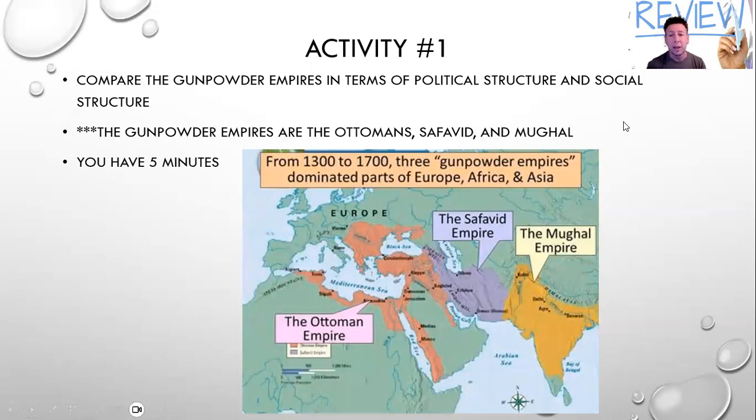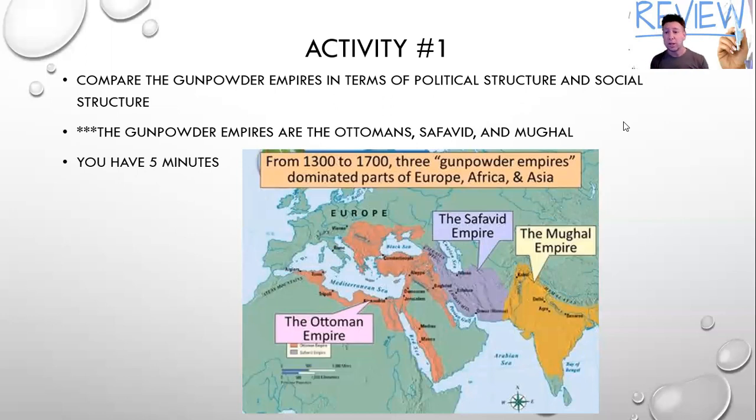We're looking at the Gunpowder Empires here, which is the Ottomans, the Safavid, and the Mughal Empire. And so one of the things that you may need to do is to compare empires, whether it be in an SAQ or in some sort of LEQ or DBQ essay, or it may just be a multiple choice response or responses where you're looking to see how some things are similar or different.